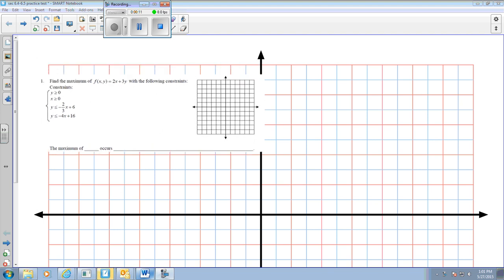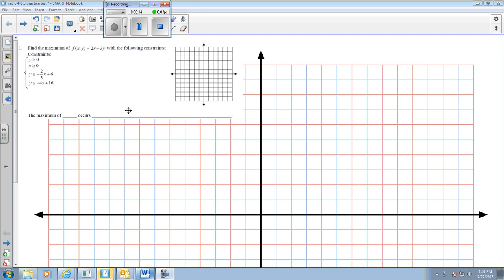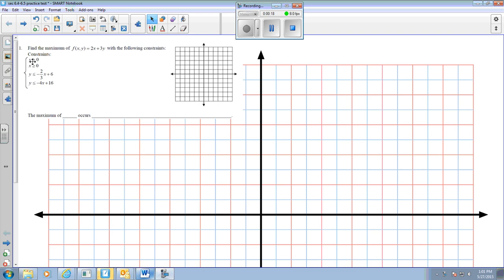I'm not going to graph on this graph here, I'm going to graph on the big graph, so let's get to work on that. If y is greater than or equal to 0, that would be a horizontal line at 0. We have x is greater than 0, which would be a vertical line. Let me put that in there. And if we're greater than both of those, we are going to shade above and to the right. So we're in the first quadrant with those two.